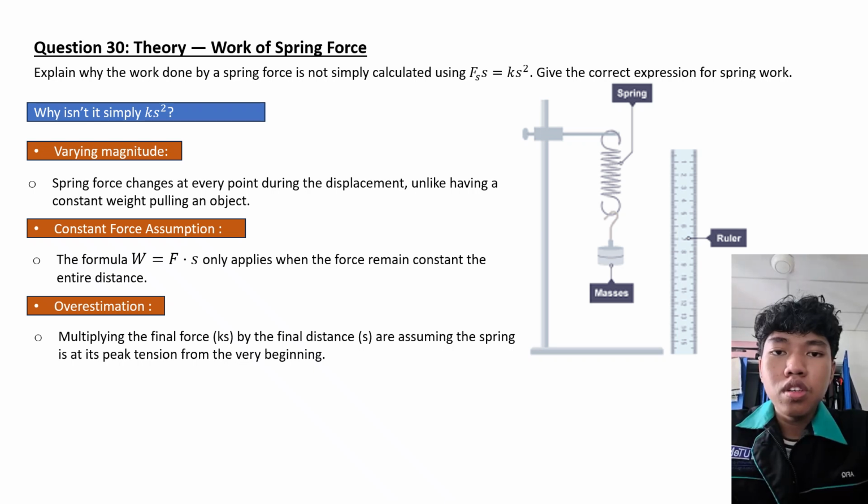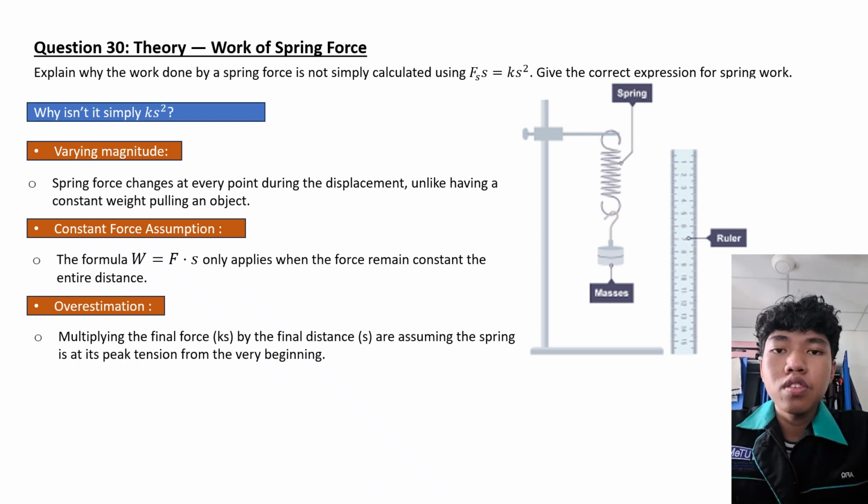Moving on to question 30, we are asked to explain why the work done by a spring force is not simply calculated using the force Fs equals Ks times the distance s. There are 3 main reasons why we cannot just use Ks squared. So the first point is varying magnitude.